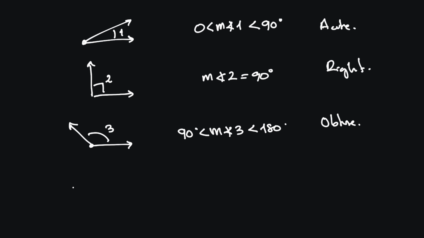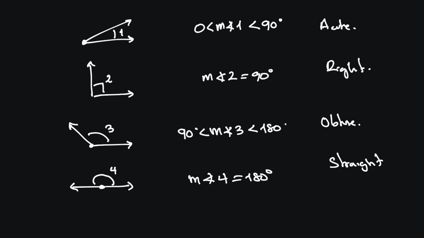If we have basically two opposite rays like this, angle 4, and the measurement of angle 4 is equal to 180 degrees, we call it a straight angle. Sometimes people call it the flat angle, but it's more common that we call it straight. Just so you know how to call it.